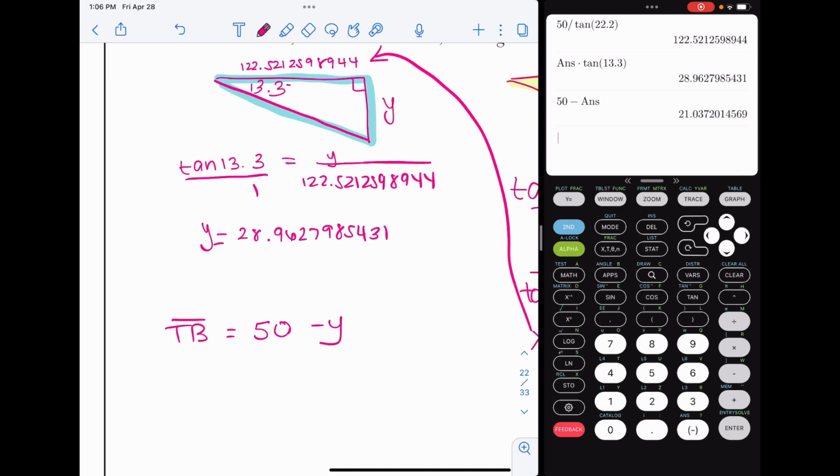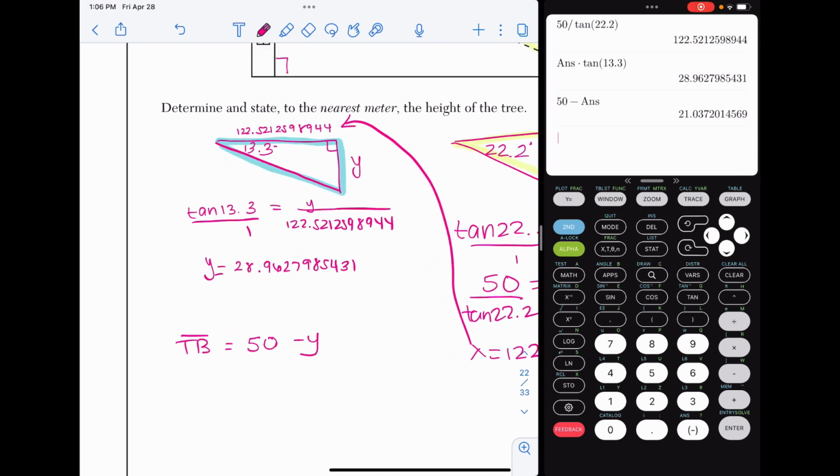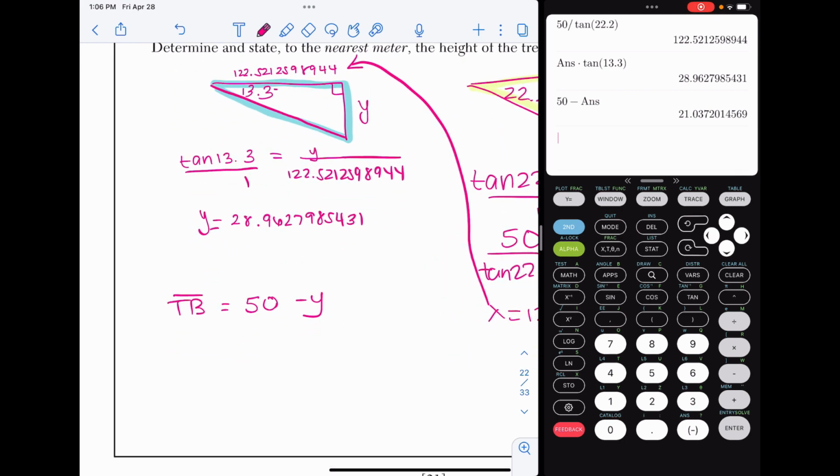And in this problem, we're going to make sure we follow our rounding directions. It asks for the nearest meter, so that is going to be 21 meters.